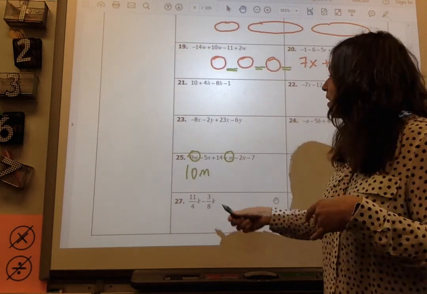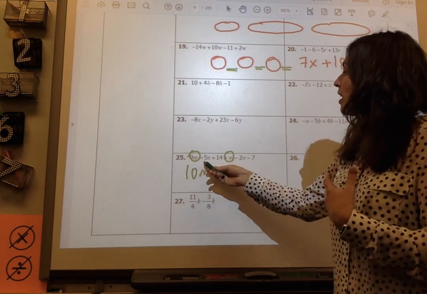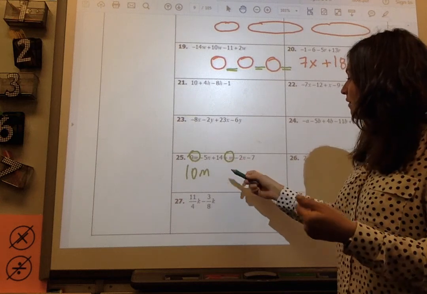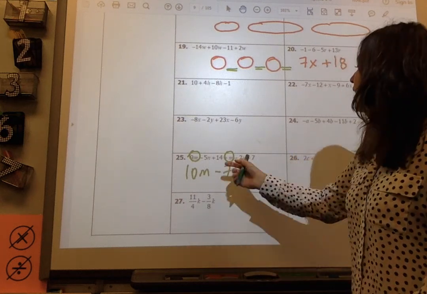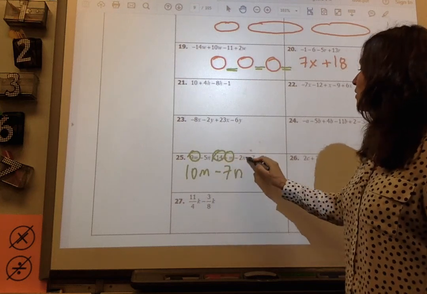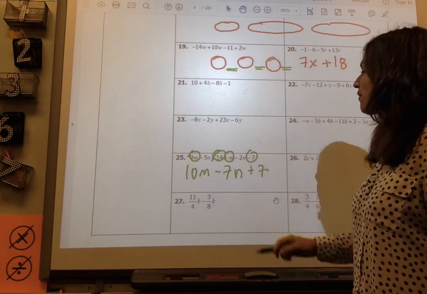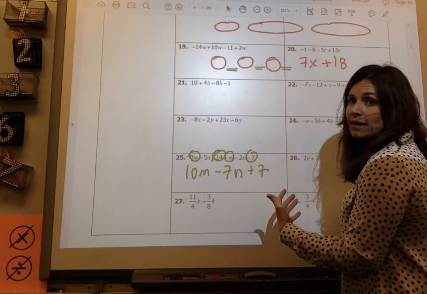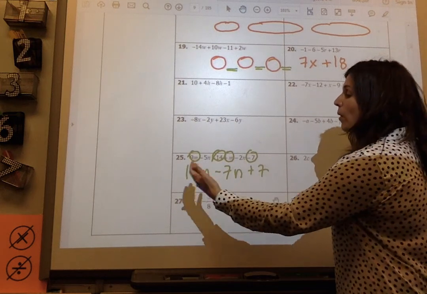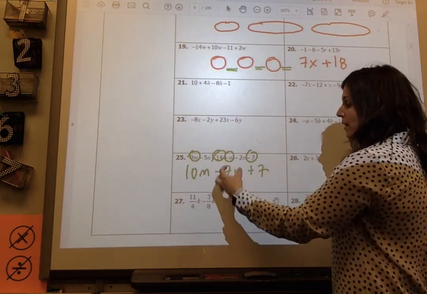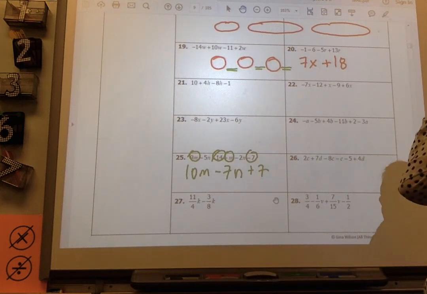That doesn't make anything. So you've got 10 markers, and then let's say you have -5n and -2n. That's -7n, so you lost 7 napkins. And then, of course, my constant term is 14 and -7, which is +7. So that's as simplified as it's going to get. You can't combine anything else. Constant terms last, and then I go in alphabetical order. So M's, then N's, then constant terms.